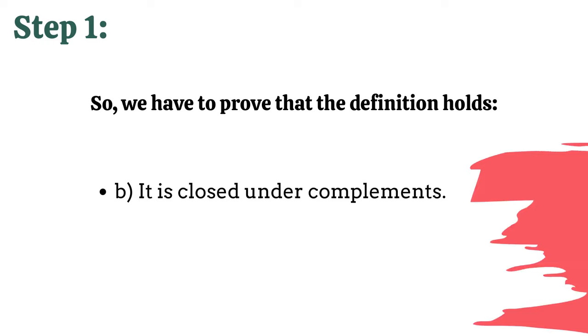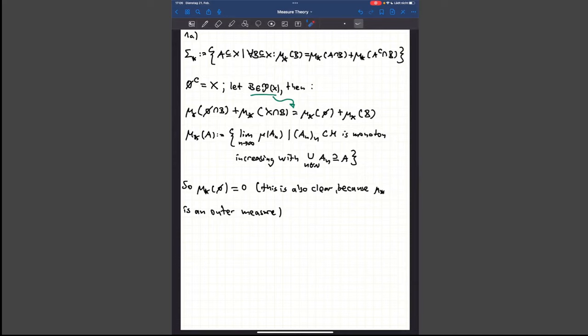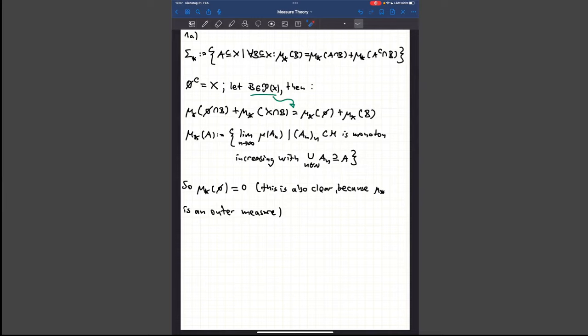Second, sigma star is closed under complements. Next part, now we want to show that if a set is in sigma star, then its complement is also in it, and this is really easy to see, because the way we defined this is symmetric. Keep in mind that this and this holds. I also draw a picture if you don't believe me, and as I said, due to the symmetry, we're done here, because there's nothing else to show: we have here the complement and here the set itself. So this is really clear, and we're done.